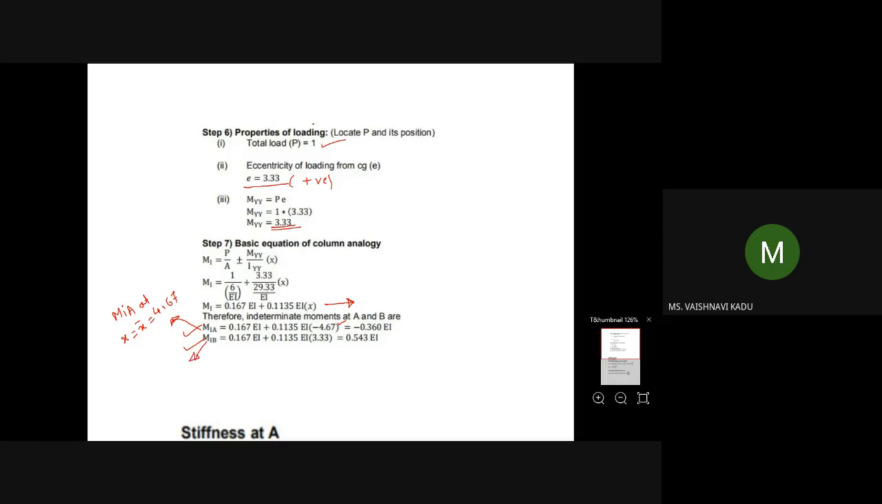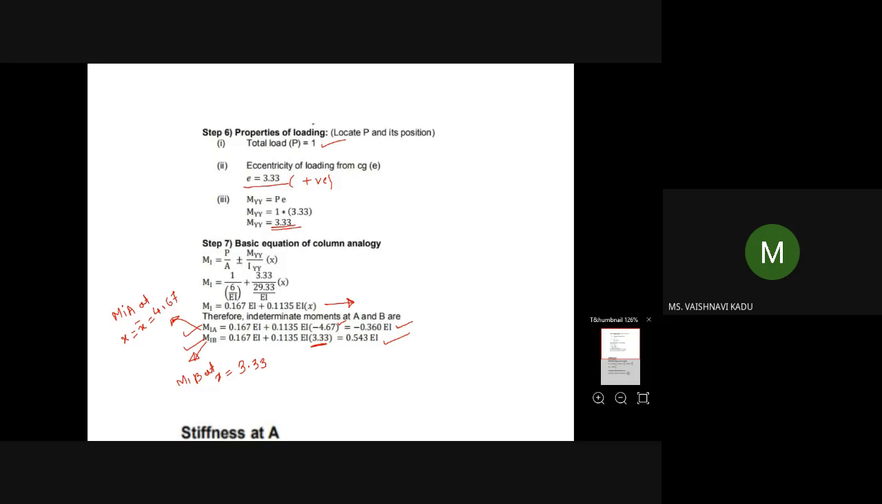Then MIB at X is equal to total distance minus this, which will be plus 3.33. As it is located to the right, the considered sign is plus. So you just put the value of X in this equation, you will get the indeterminate moment at A and the indeterminate moment at B, which is equal to minus 0.360 EI and 0.543 EI.